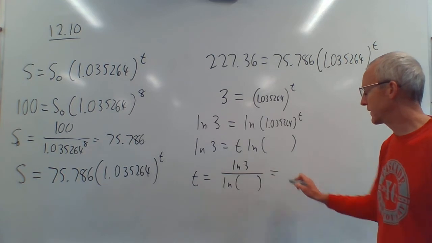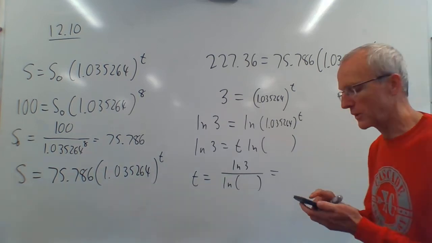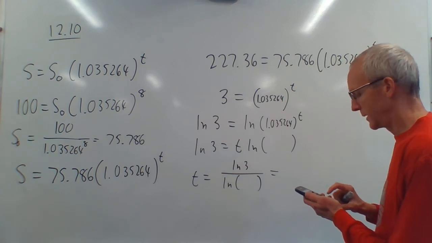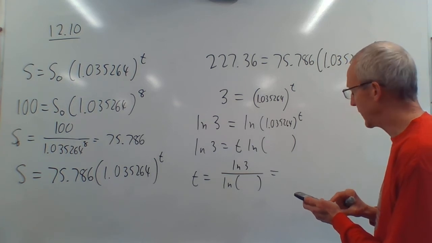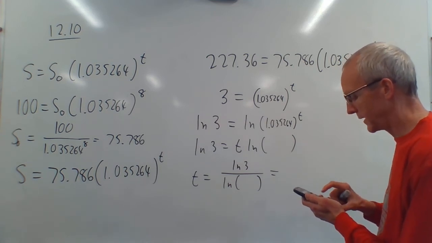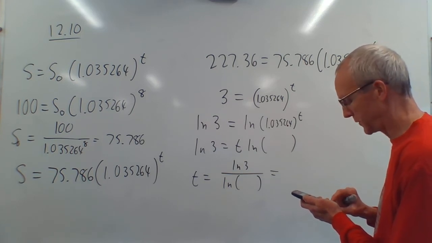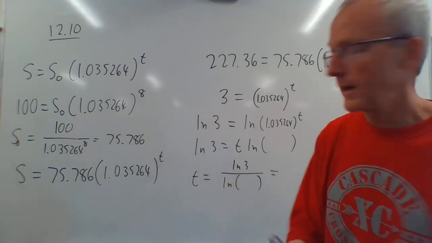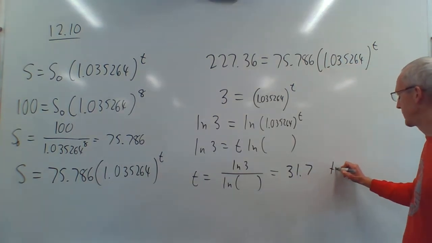So finally we can figure out the time for them to be triple. What is the tripling time? How many days does it take to triple? So I go ln of 3 divided by ln of 1.035264, which equals 31.7. I get 31.7, so about 32 days. So that is the tripling time.